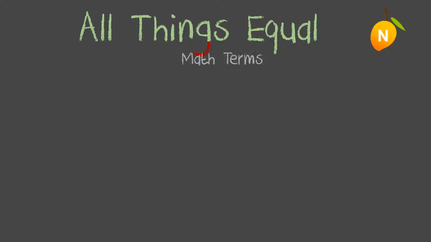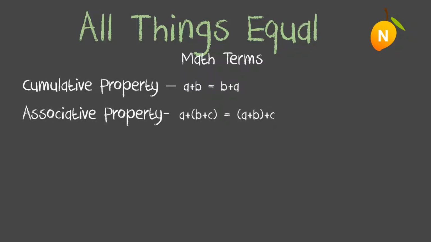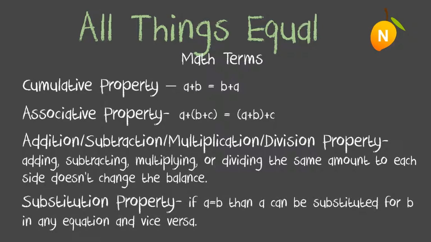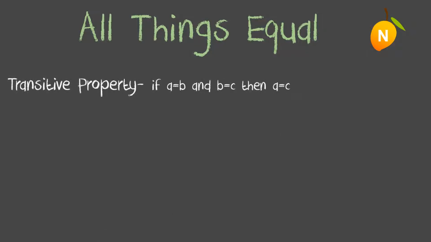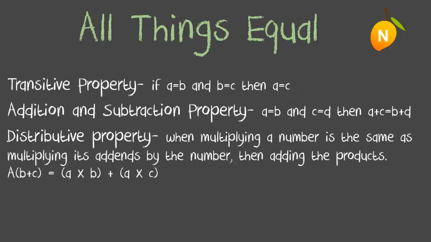All Things Equal has some math terms to help increase understanding, and those terms are the commutative property, the associative property, the addition, subtraction, multiplication, and division properties, the substitution property, the transitive property, addition and subtraction property, and the distributive property. So those are some terms. They can review them and they will apply them to the activities that we will be doing.